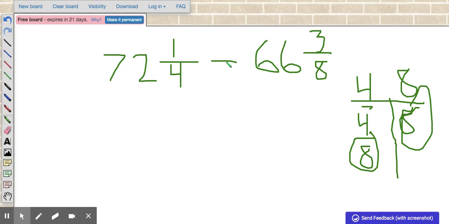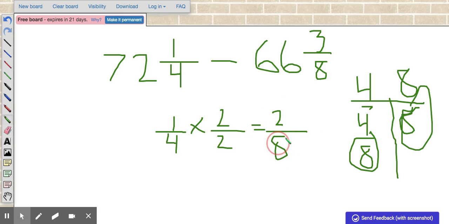To do that, I'm going to have to multiply the top and the bottom of the fraction by 2, because it takes 2 times 4 to get 8. So I multiply 1 by 2 to get 2/8. So my new problem is going to be 72 and 2/8 minus 66 and 3/8.